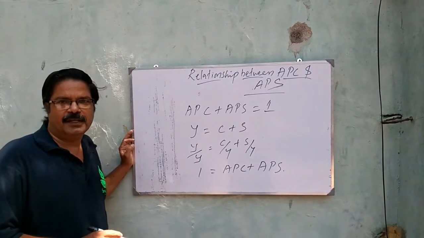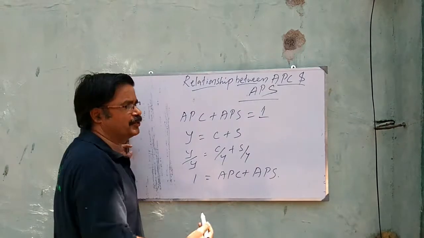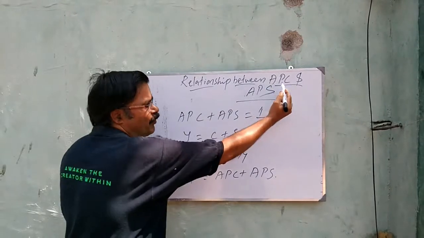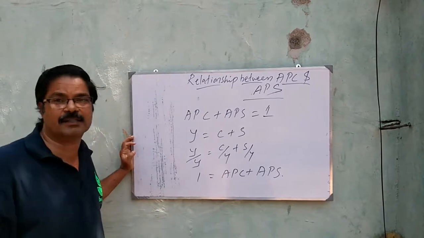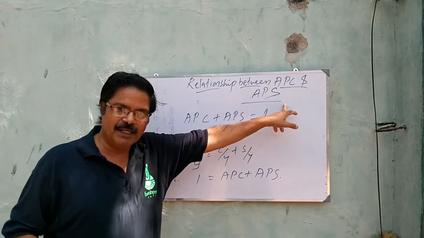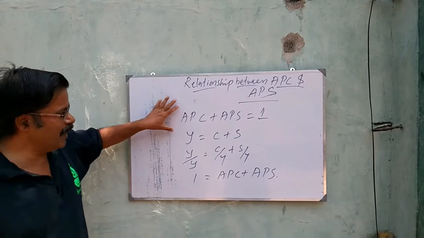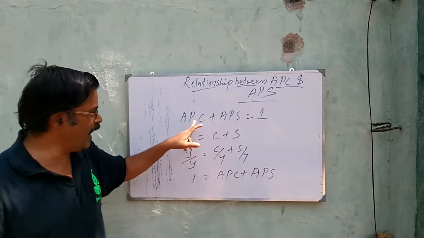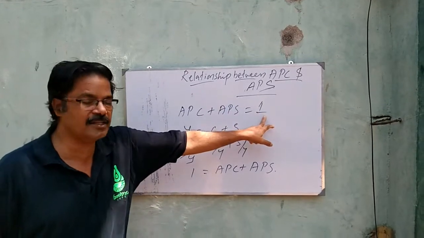Dear students, now let us go on to the relationship between APC, I mean average propensity to consume, and APS, I mean average propensity to save. You already know what is average propensity to consume. It is the ratio between consumption and corresponding level of income. You already know what is APS, or average propensity to save. It is the ratio between saving and corresponding level of income. You should keep in mind that the sum total of APC and APS is always 1. I mean, if you add average propensity to consume and average propensity to save, you will always get 1.